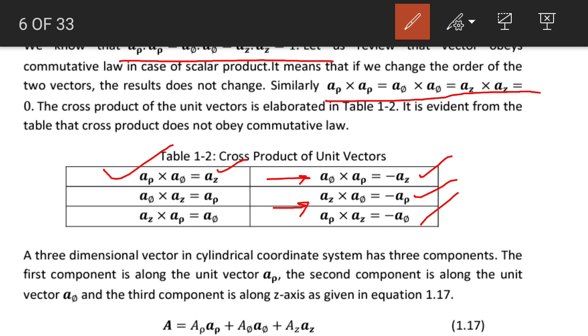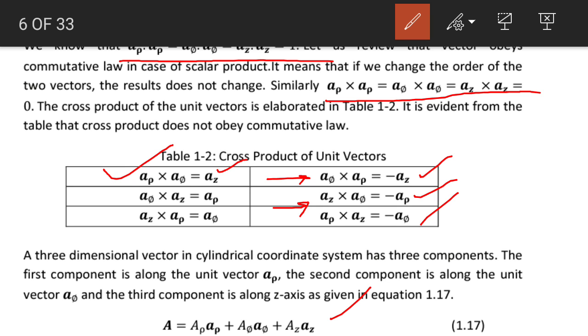So you need to understand the cross product of these unit vectors. These unit vectors are the unit vectors of the cylindrical coordinate system. You can apply the right hand rule and find the direction of the resultant unit vector very easily. A three-dimensional vector in the cylindrical coordinate system will have three components.